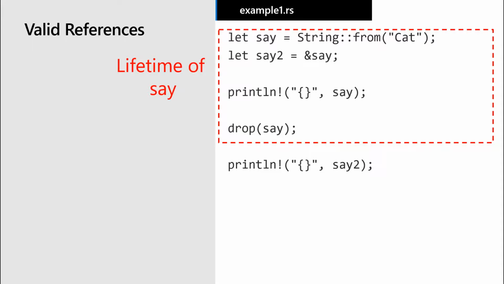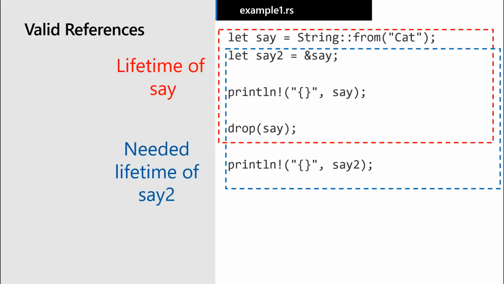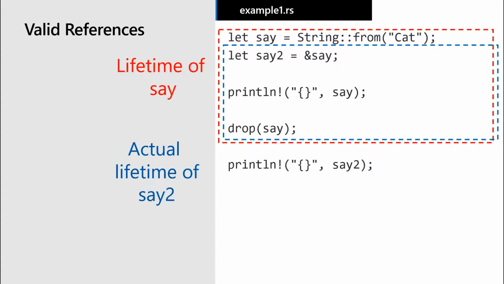One way of referring to the time in which a variable is valid is referring to that variable's lifetime. Say's lifetime starts when it is assigned a value, and it ends when the value is dropped. In order for this code to be valid, say2's lifetime would need to still be in effect when we attempt to print it out. However, because it is a reference to the original say string, its lifetime is tied to the original string's lifetime. As soon as we drop the value of the first string, any reference to that string's value will be pointing to memory that no longer exists. This code errors out because the last line attempts to access a reference to a value in memory that no longer exists.